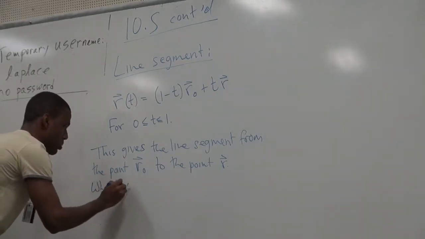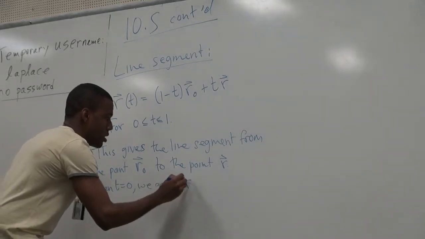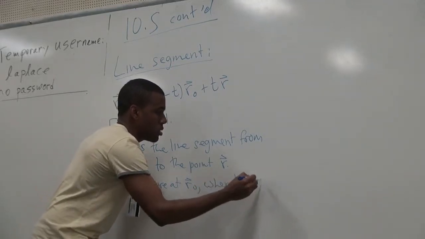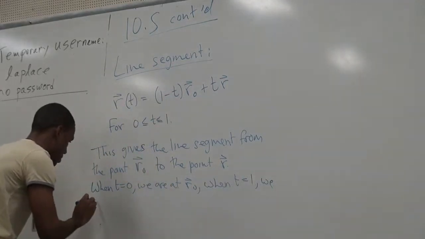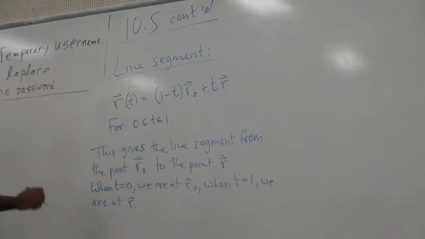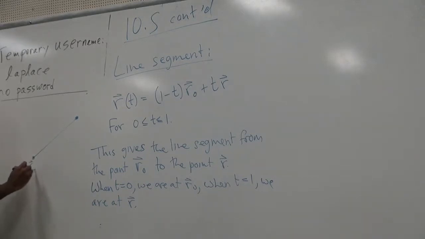When t equals 0, we are at R0. When t equals 1, we are at R. So basically this gives us the equation of a line segment. If we start at some point R0, we don't want to go on forever, but we just want to connect a line from the point R0 to the point R. This will be the equation of that line.